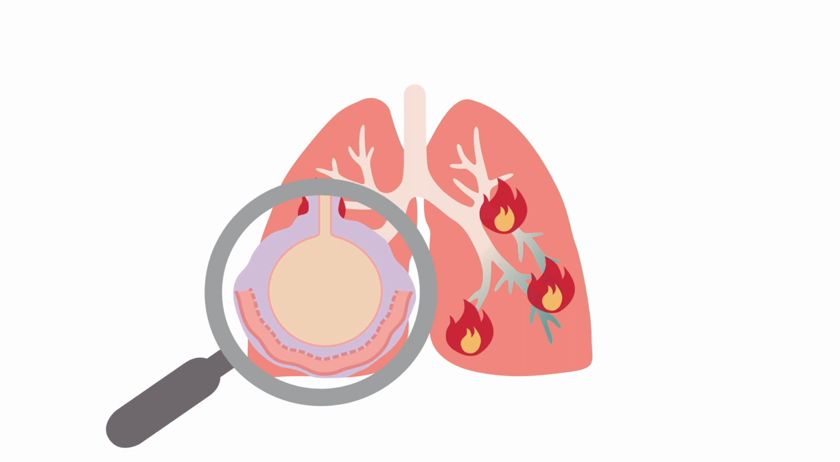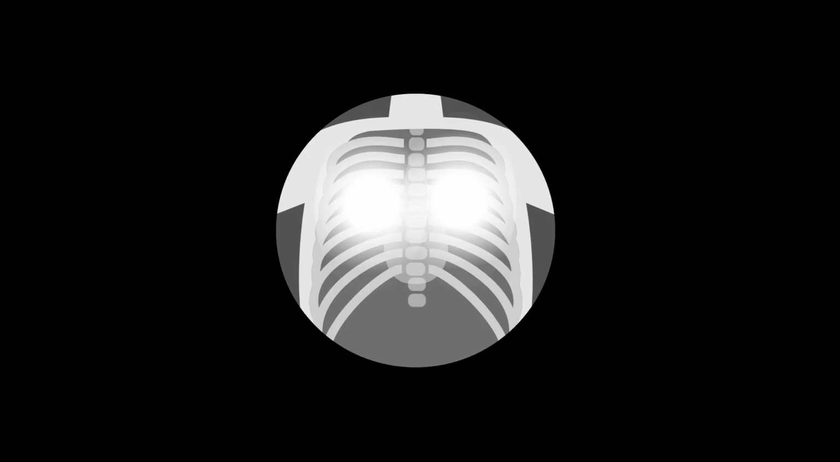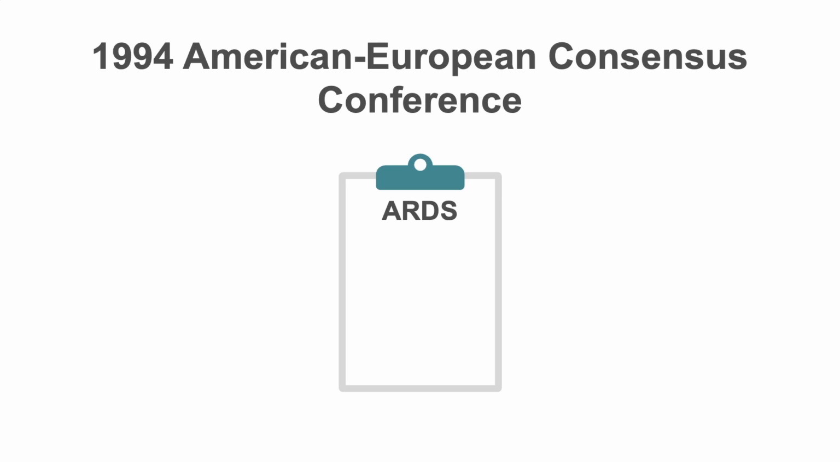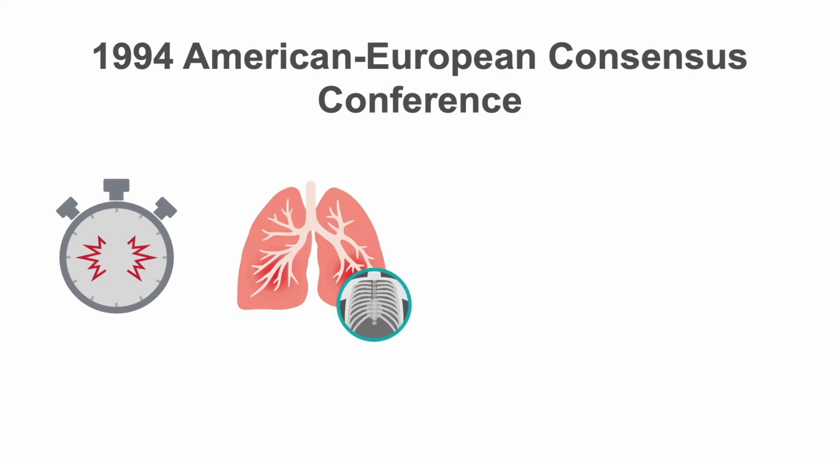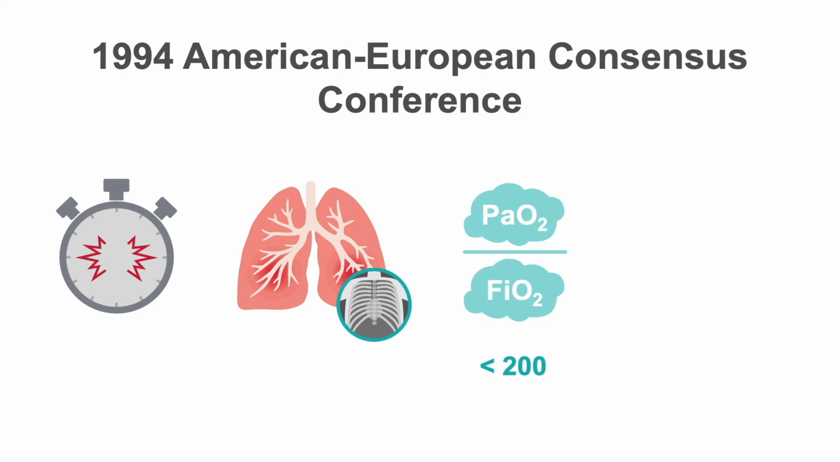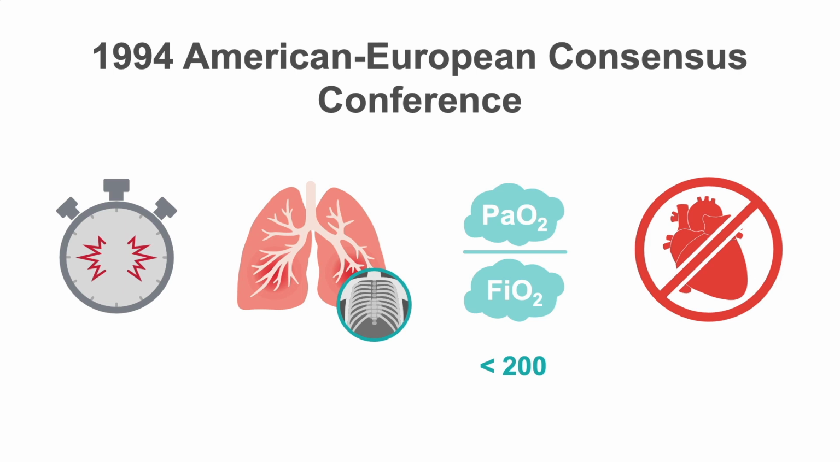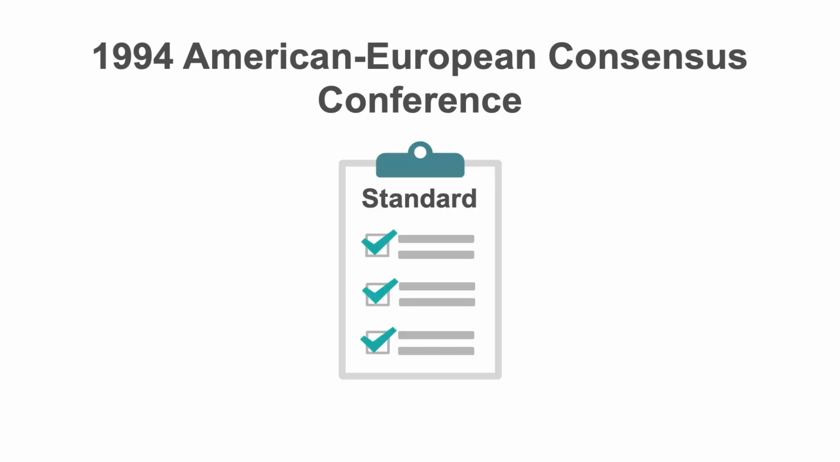This manifests clinically as hypoxic respiratory failure that appears on radiographic imaging as bilateral opacities. During the 1994 American European Consensus Conference, thought leaders were tasked with creating a diagnostic criteria for ARDS. The definition that emerged included the following: acute onset, bilateral lung disease confirmed by X-ray, a PaO2 to FiO2 ratio of less than 200, and exclusion of cardiogenic pulmonary edema by requiring a pulmonary capillary wedge pressure of less than 18. This criteria established a standard for the time, but as literature and research advanced, the definition required an update.